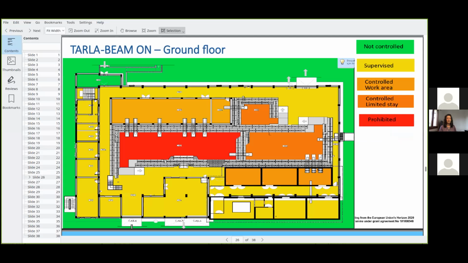This is how the assignment of which area is prohibited, limited stay, or work area is done for Tarla when the beam is on. This area of the accelerator is clearly off limits. Everything is closed, so you cannot enter it, but you could enter provided that the beam is not inserted into these two areas. But this is designated as limited stay, as protection in this area is not ensured to the same level as, for example, here and here, where it's designated as the work area. The rest, the corridors and such, are accessible under supervision.